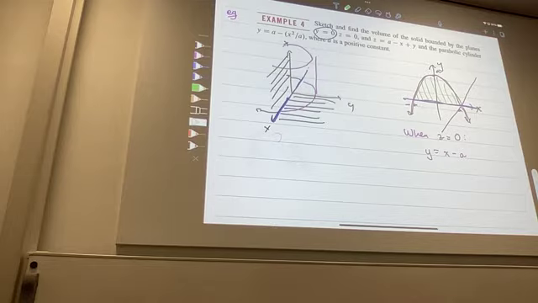You know that you're going to be integrating, so you can decide on your order. I think it's going to be easiest to integrate y first. So we're going to integrate y from 0 to, what's this thing? A. Sorry, Claire.